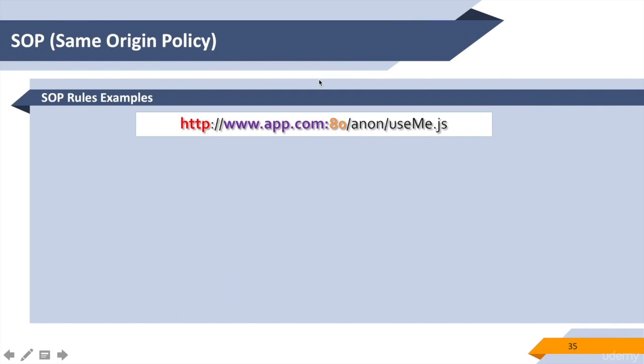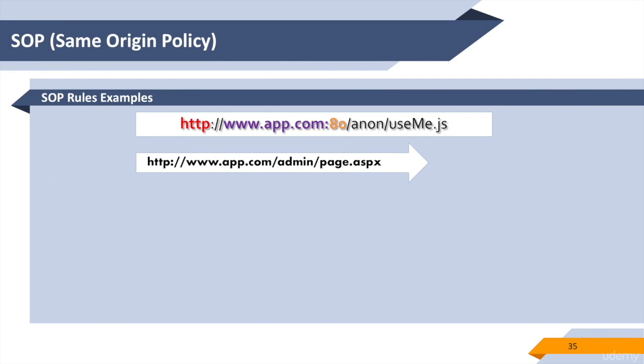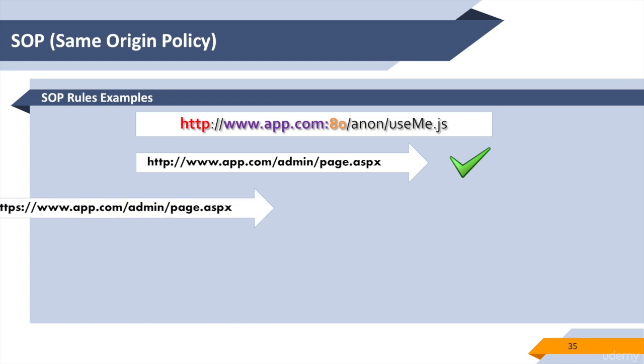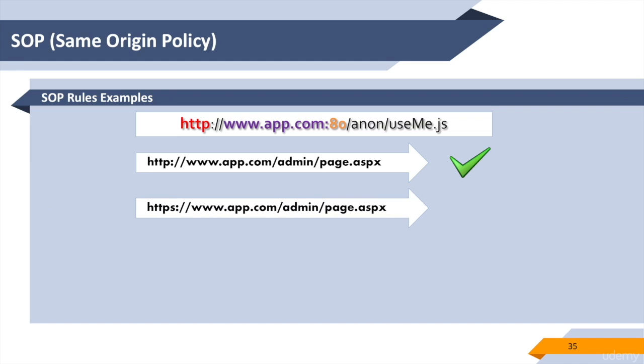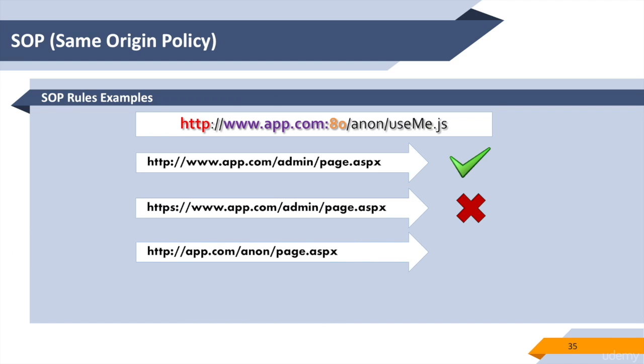Let's have a look at a few pages and see if they can access the useme.js file. This page can access the useme.js script because the protocol, host, and port are the same. Remember, if we don't specify the port, the default port is used, and the default port for HTTP protocol is 80. Ports are different. This page cannot access the script resources. The host names are different.